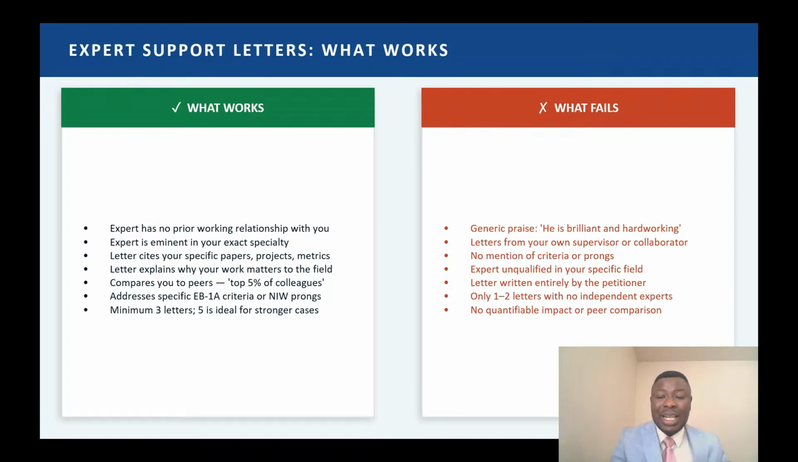No mention of criteria or prongs. An expert unqualified in your specific field. That fails. USCIS will not give any weight to that letter. A letter written entirely by the petitioner, or only 1 to 2 letters with no independent expert. No quantifiable impact or peer comparison. So these are things to avoid when it comes to recommendation letters.